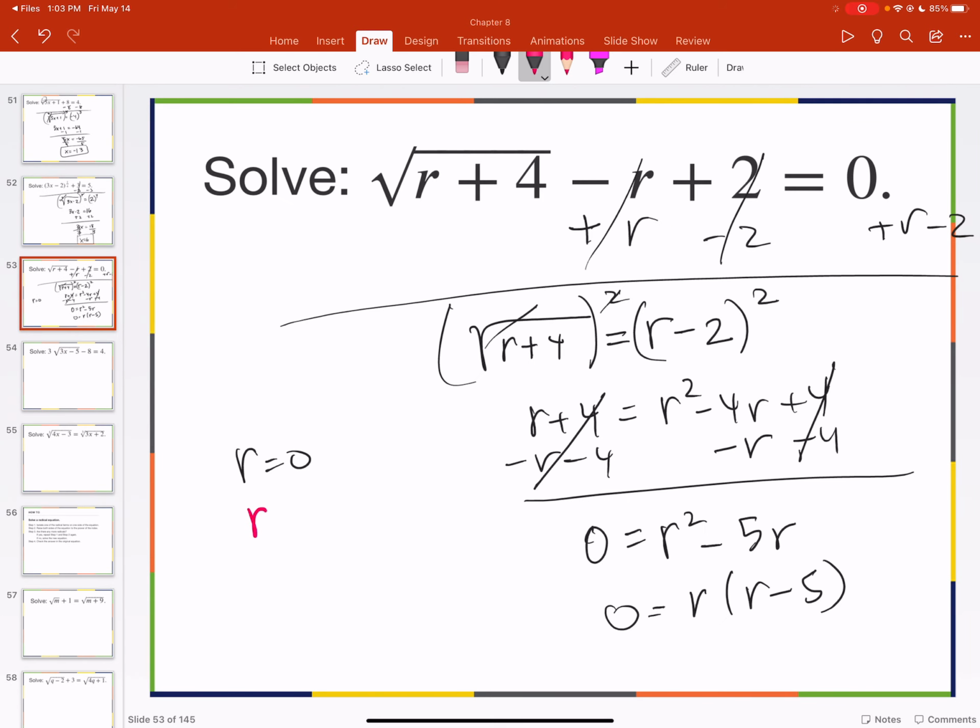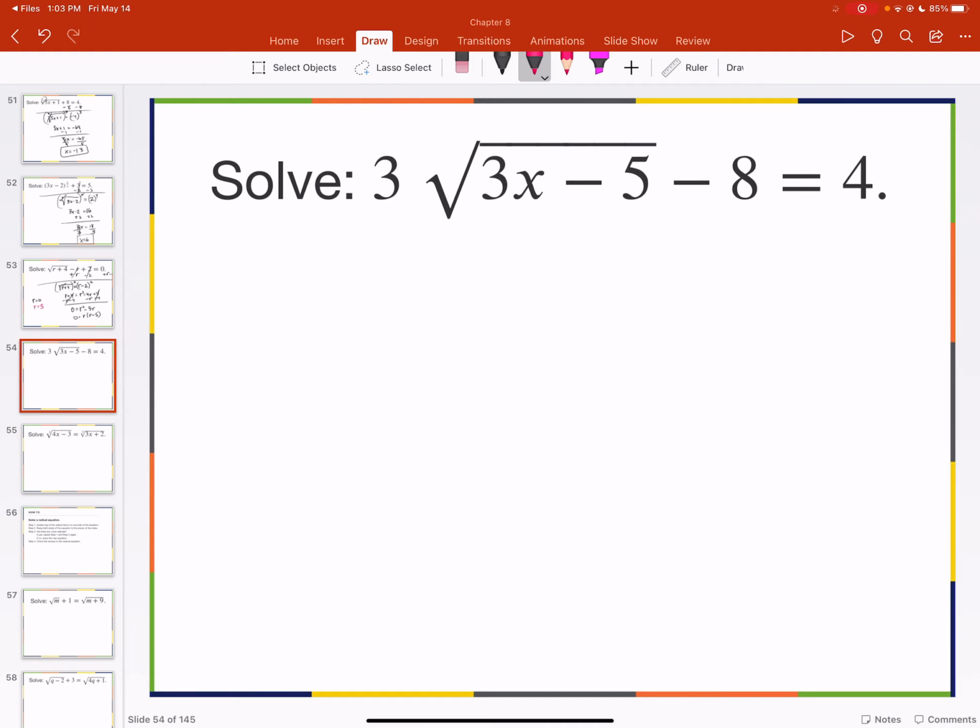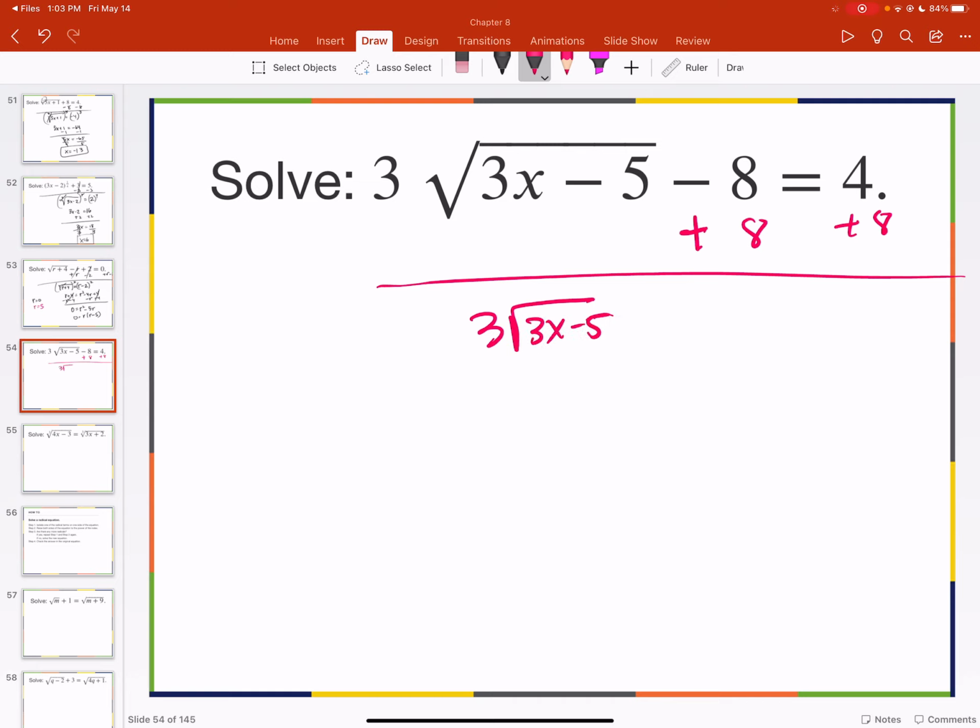Okay, so r is equal to 5. Next, we have one with the coefficient in front. So that's interesting. Plus 8, we're isolating. We have 3 square root of 3x minus 5 is equal to 12. Divide by 3, because we want to get the square root by itself. 3x minus 5 is equal to 4.